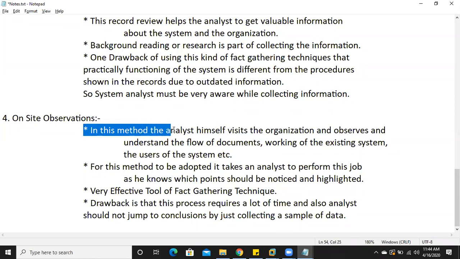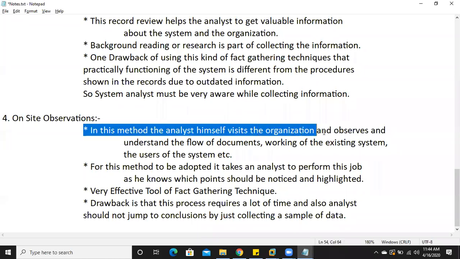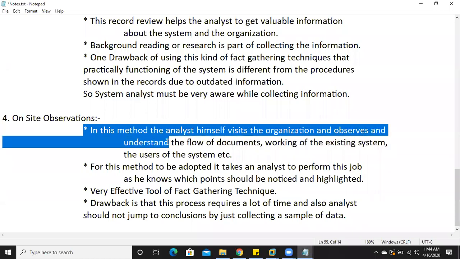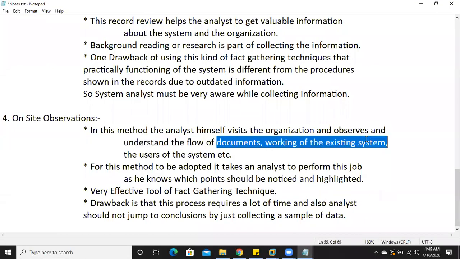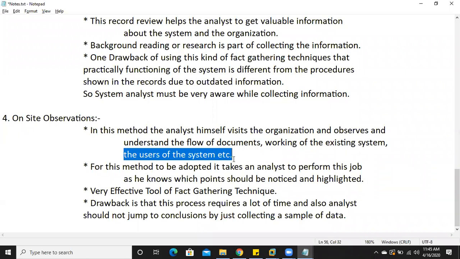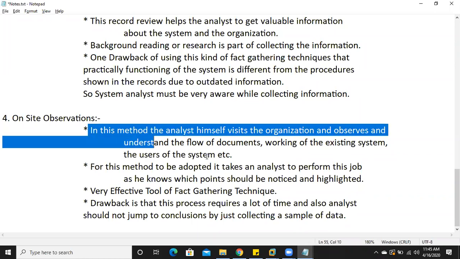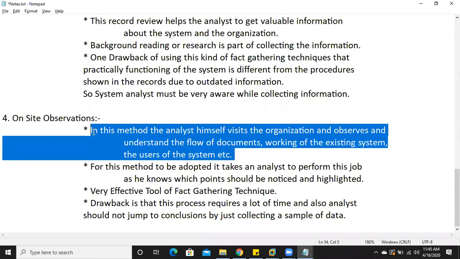So in this method, the analyst himself visits the organization and observes or understands the flow of documents, the flow of programs, and the working of the existing system. He analyzes the problems in the existing system, or you can say he analyzes the working of the existing system and the users, and he will take feedback from the users of the system. So in this first point, we have just mentioned that the analyst himself moves toward the organization.